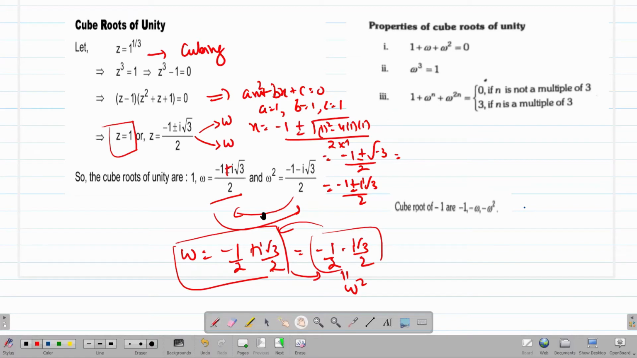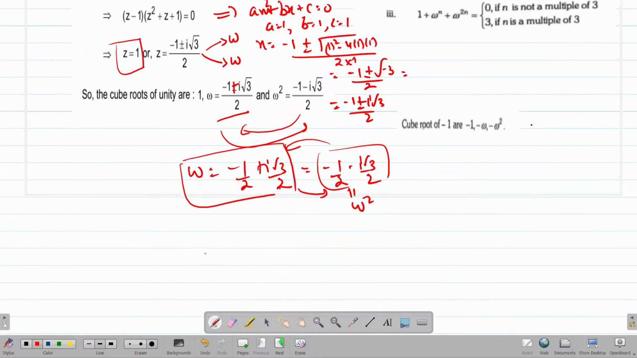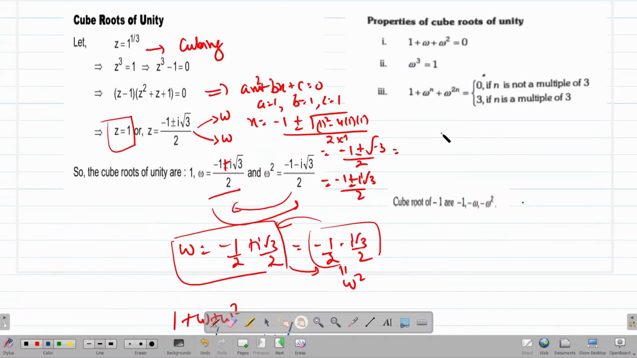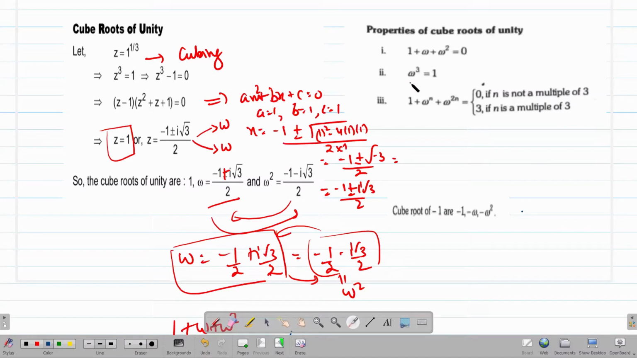Now the properties on omega are the sum of these three roots. That means if I add these three roots, that is 1 plus omega plus omega square, 1 plus minus 1 by 2 plus iota root 3 by 2 plus minus 1 by 2 minus iota root 3 by 2. What I get? 1 minus 1, my answer is 0. So sum of cube roots of unity is 0, written here.